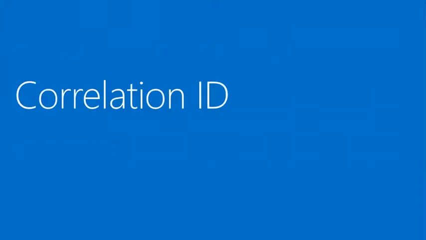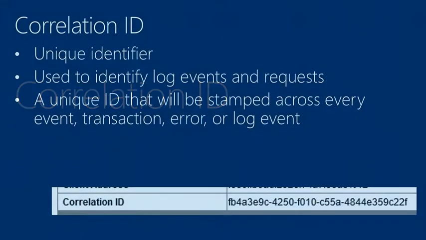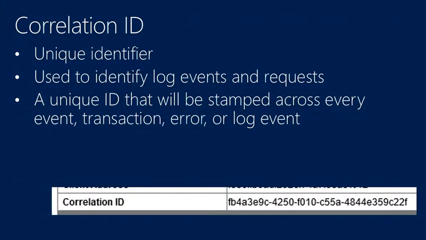All right, we're going to move on now to the correlation ID, which is probably my second favorite feature of diagnostics in SharePoint 2013 and 2010. What it is is a unique identifier that is used to identify log events and requests that happen. So a correlation ID will be assigned to every single error that happens, but it'll also be assigned to every single page request. Anything that happens internally will have a correlation ID attached to it.